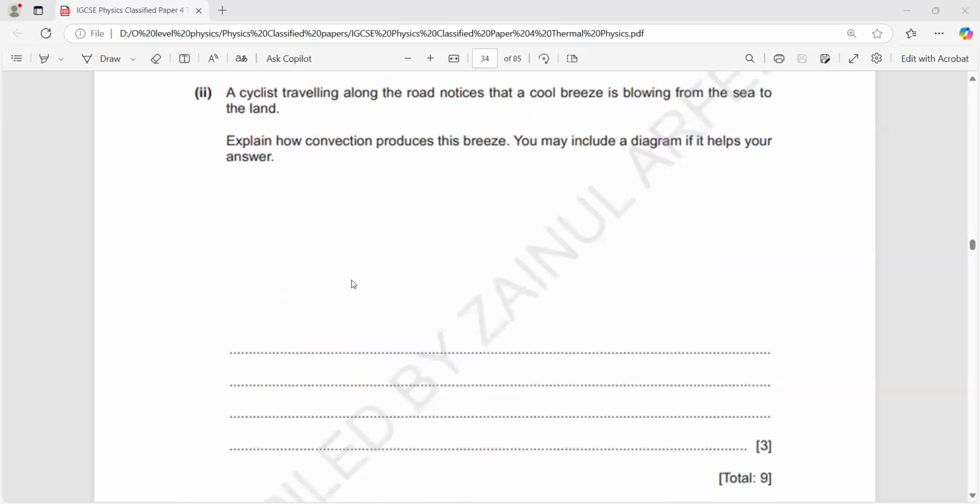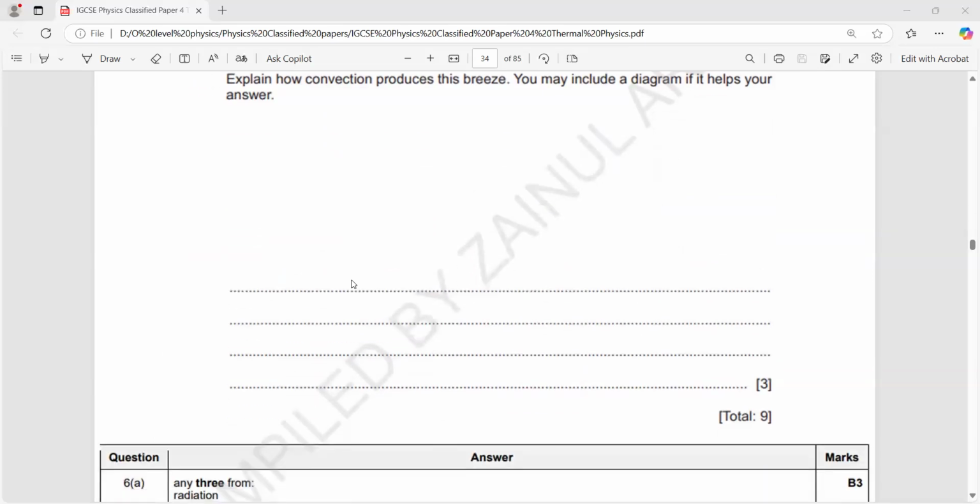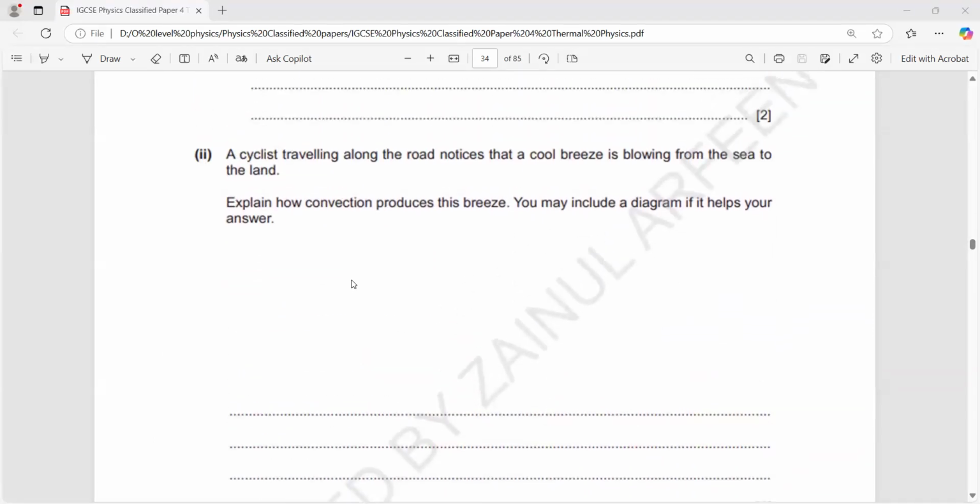Watts, work over time, W over T, and delta E over T. Power is how much energy is transferred in 1 second, and energy is in joules.